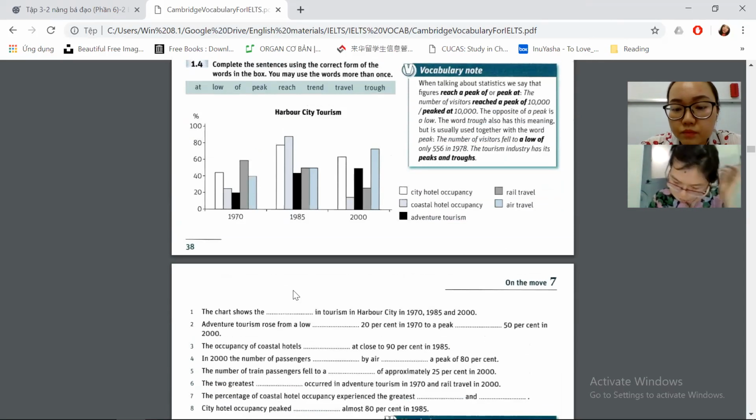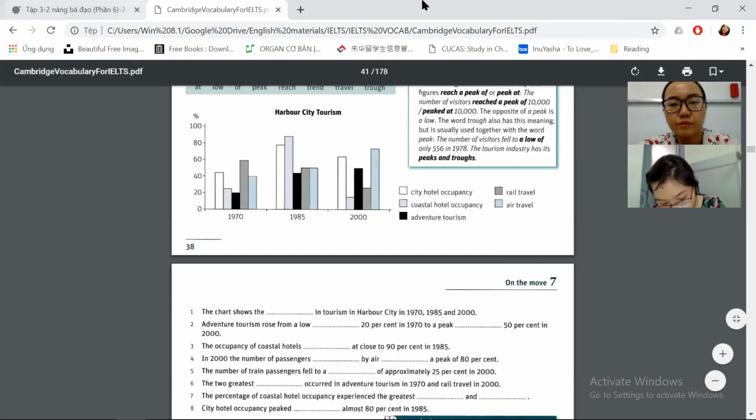How about the meaning of the word down or trough? Also the low, yes. How can we read it? How can you say it? Trough. Trough. Yes. A low point. Low point. Yes, trough.